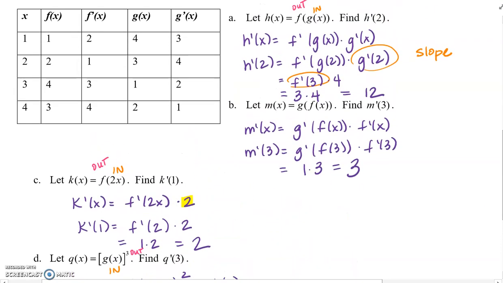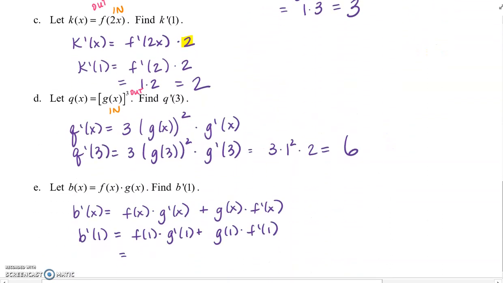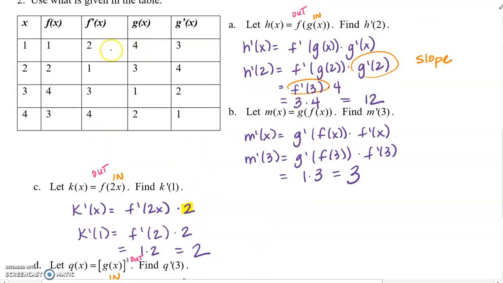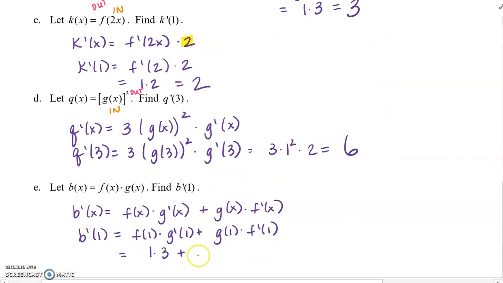So f of 1 is 1 and g prime of 1 is 3. So 1 times 3 plus 4 times 2 equals 11. So that's it. That's it for chain rule.